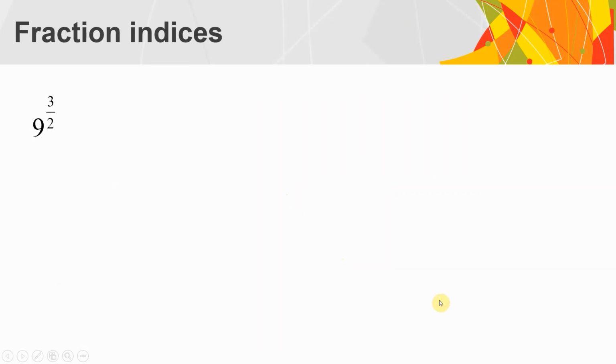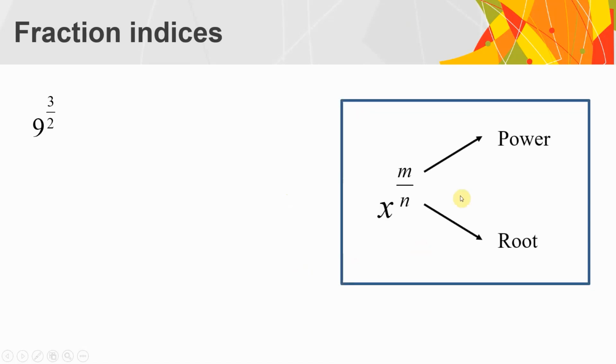Alright, so let's look at this one. As I said just now, the numerator is the power and denominator is the root. So 9 to the power of 3 over 2, it means 9 square, and then we square root it. Or we can also do the other way around. Square root of 9 and we power 3. So let's just try the first one. We write in this form 9 to the power of 3 and we square root it.